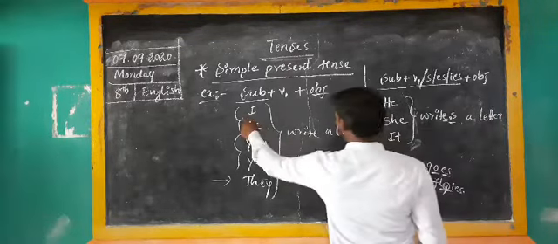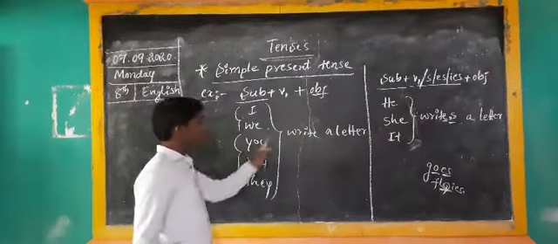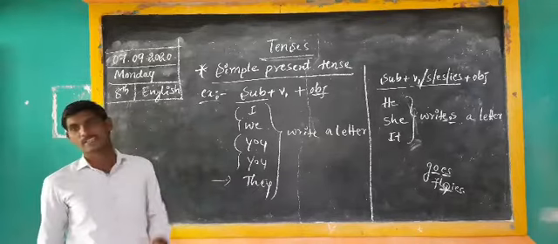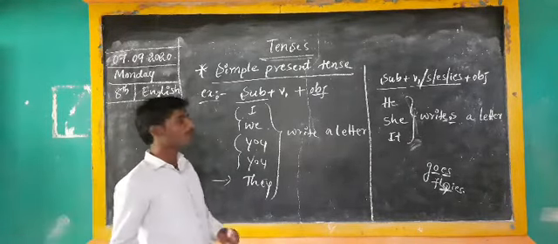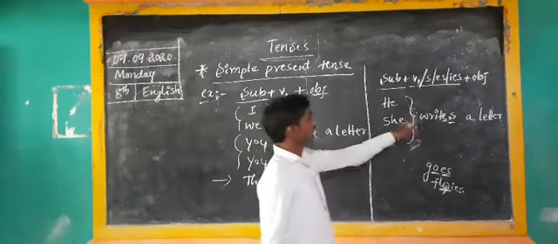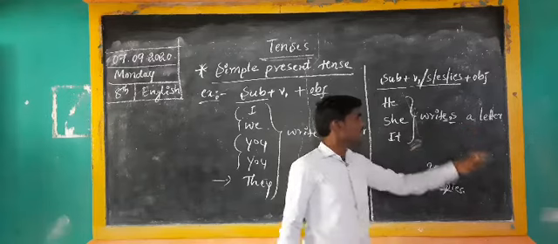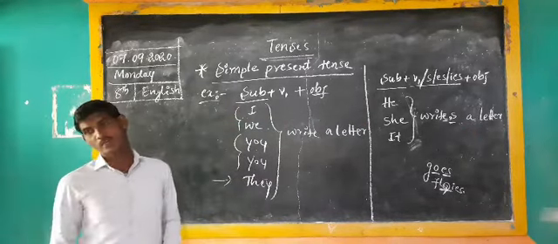Here, I write a letter, we write a letter, you write a letter, they write a letter. This is the first formula's example. The second formula's example: he writes a letter, she writes a letter, it writes a letter. So these are all considered positive statements.